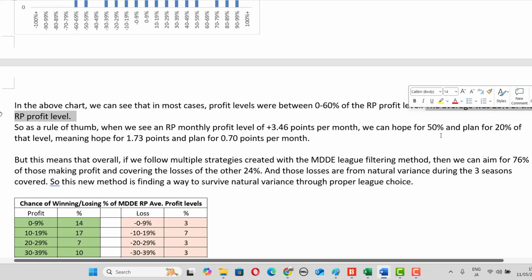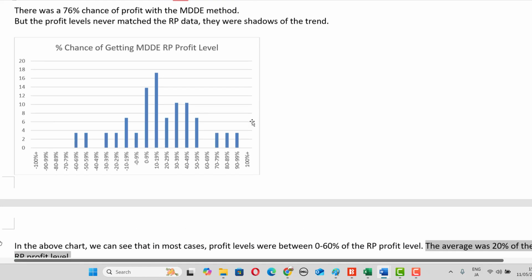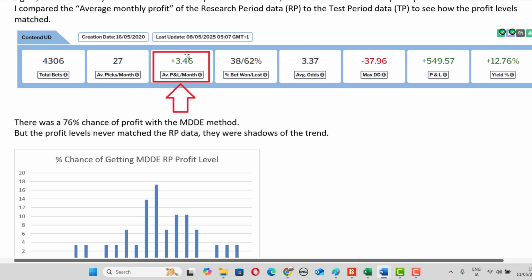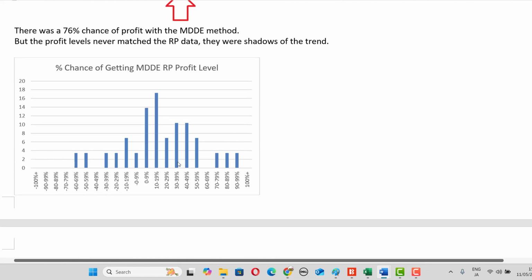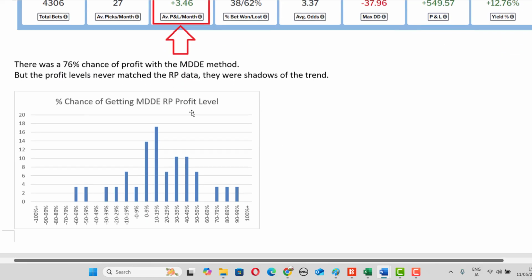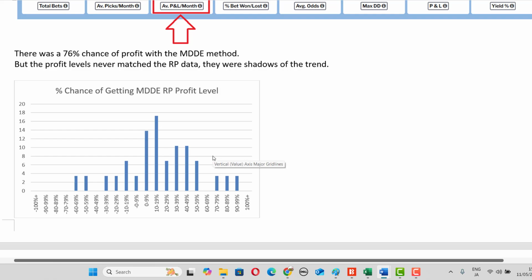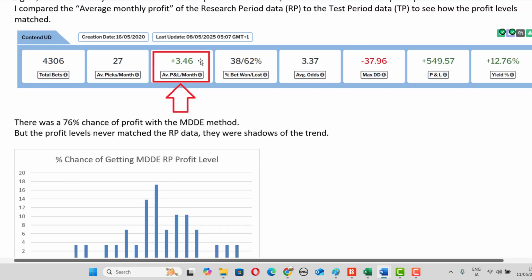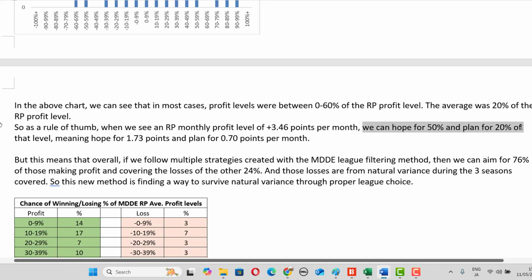And the average was 20% of the research period level. So the average was getting 20% of this number. Including all of these results, including the losing ones as well, the average we end up with is 20%. So if we're following many different strategies, a multi-strategy system including our losers and our winners, we can plan for getting 20% of this number. As I say here, we can hope for 50% and plan for 20%.